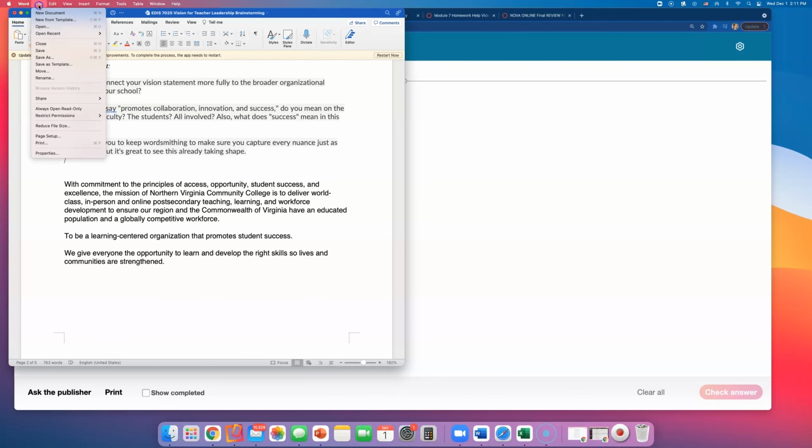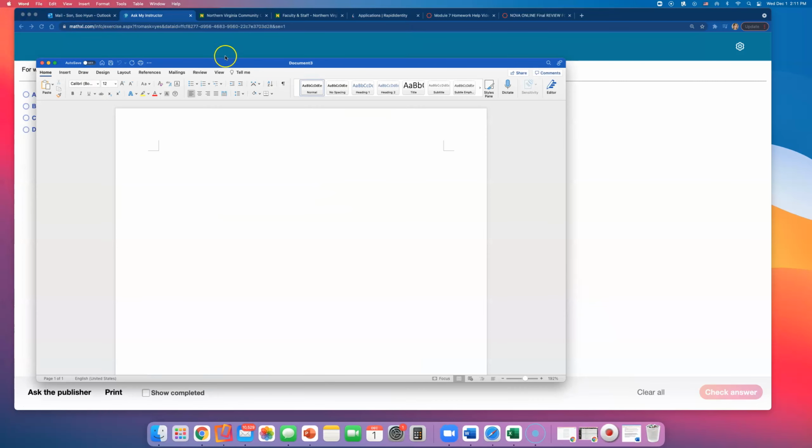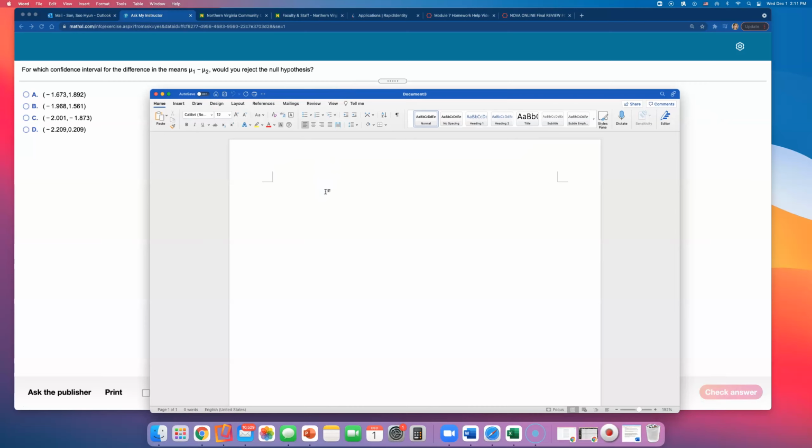Hold on one second, let me open up a new Word doc. All right. So whenever we test claims about population means or claims about comparing population means, we assume that the two population means are equal. Okay, that's the null hypothesis.